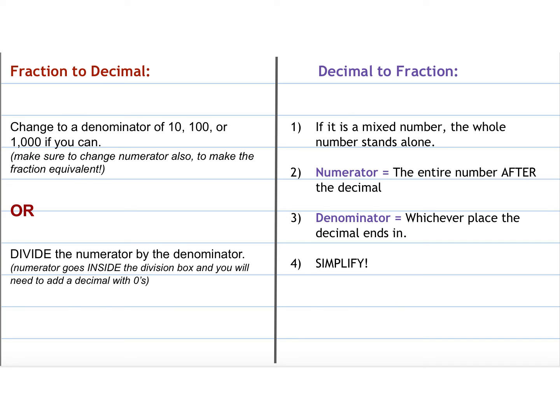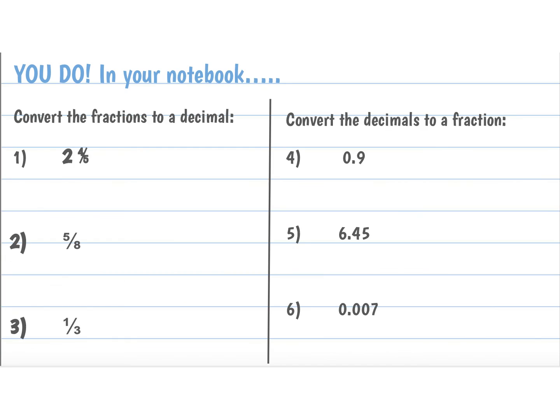So again, pause. If you don't have this stuff written down already, please make sure that you do. Converting from a fraction to a decimal. Try to change the denominator to 10, 100, or 1,000. Make sure to also change the numerator, or do the division method. Numerator divided by denominator. And then going from a decimal to a fraction. If there's a whole number in front of the decimal, that becomes your whole number in your fraction to make a mixed number. The numerator is everything after the decimal. The denominator is whichever place value it ends in, and then simplify. So please make sure, if you haven't already written this down, write it down right now.